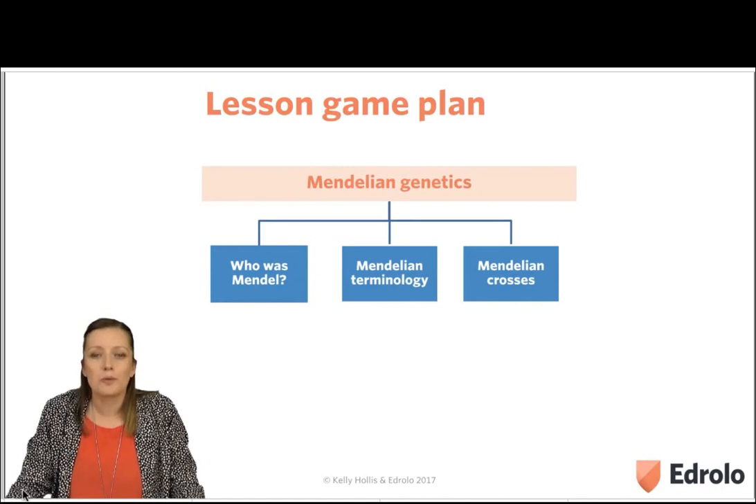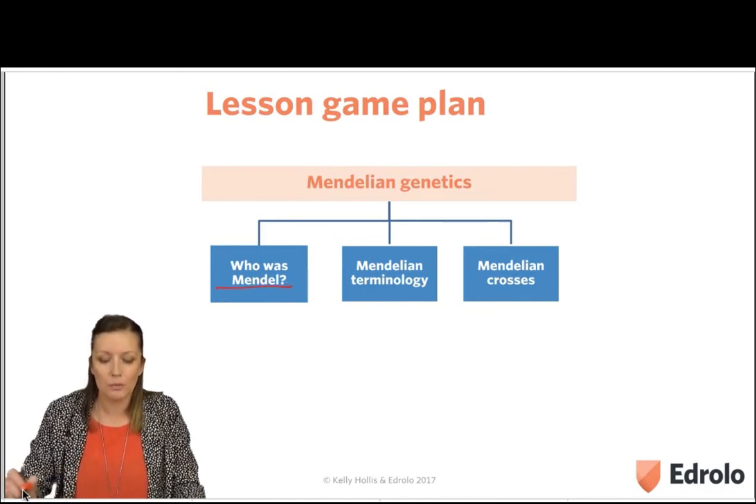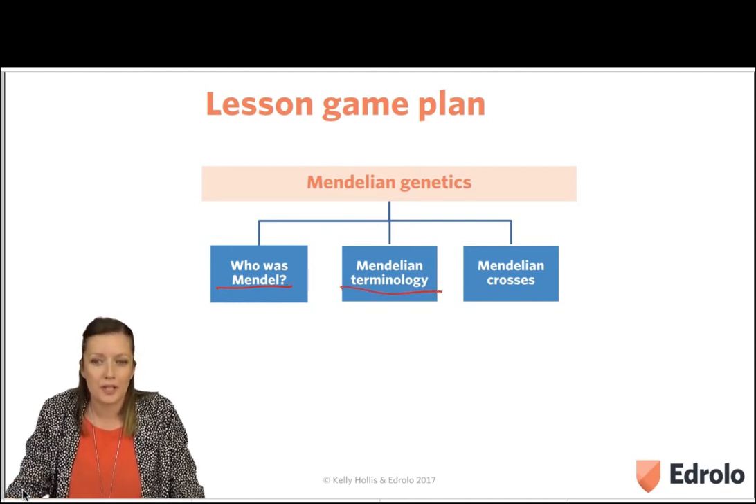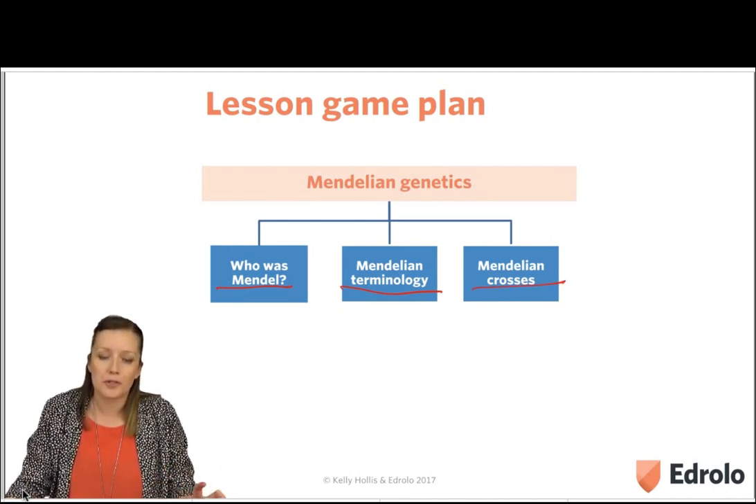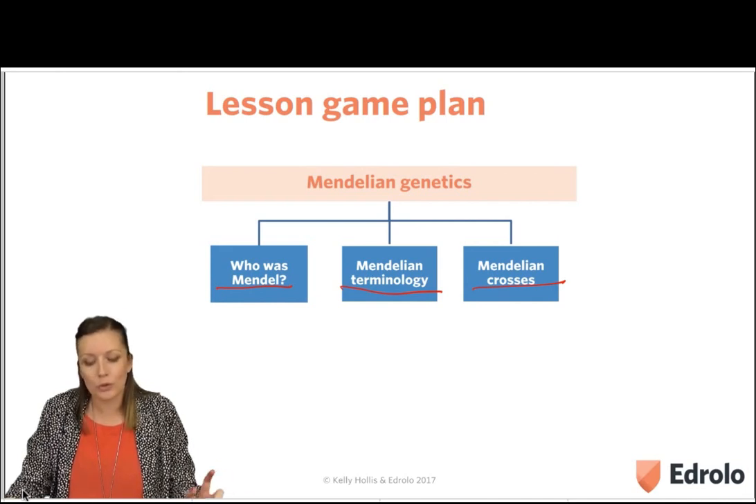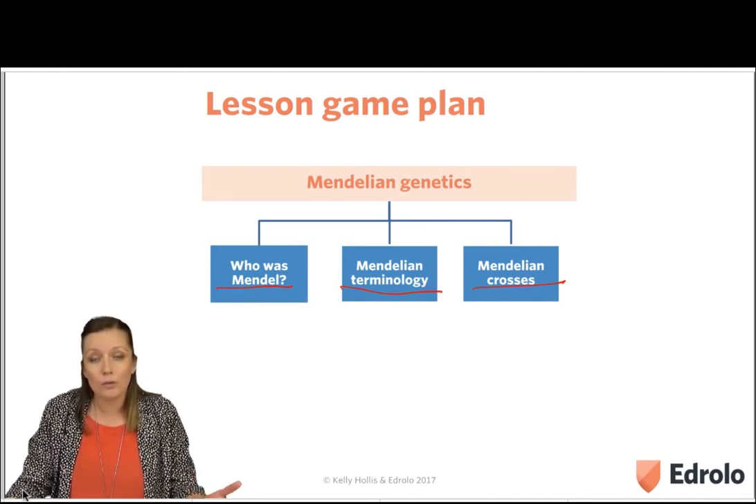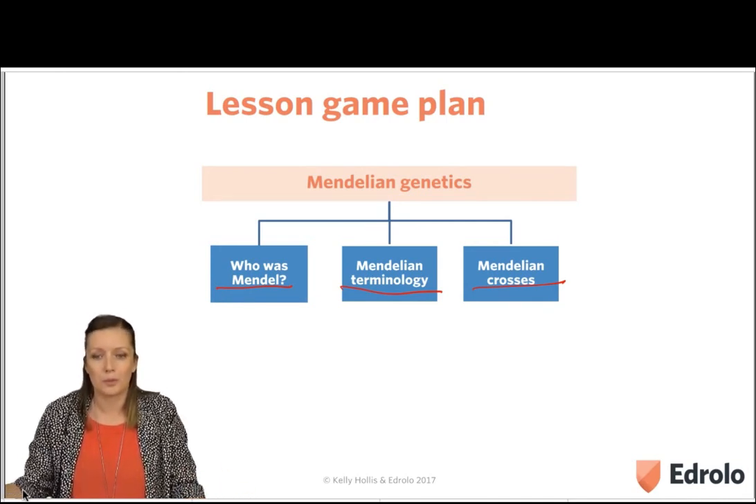So in this lesson, we'll be mostly focusing on Mendelian genetics. So we'll start off by looking at who Mendel was himself, then looking specifically at some terminology that we need to know, and lastly, doing a number of Mendelian crosses, which will then use the information from the first two sections of this lesson in order to be able to carry out and solve a number of different genetic problems.